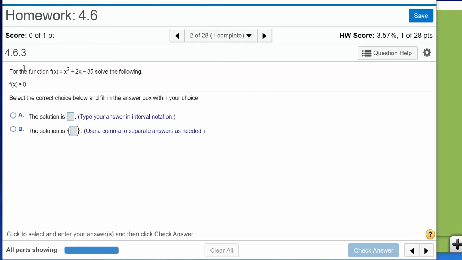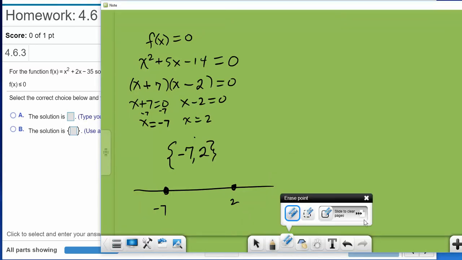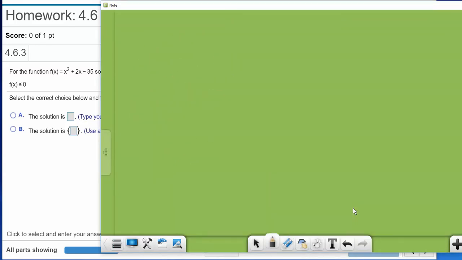4.6.3: for the function f of x equals x squared plus 2x minus 35, solve the following. And this is from the last problem. Alright, so we want to take x squared plus 2x minus 35. That's our function. And we want to solve f of x is less than or equal to 0.